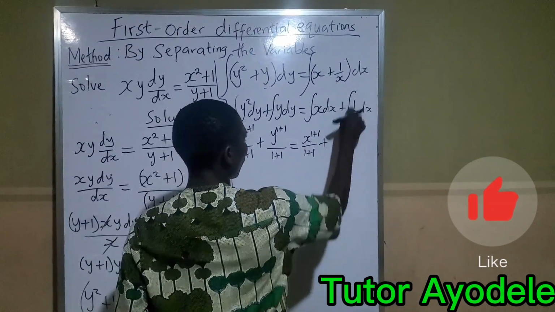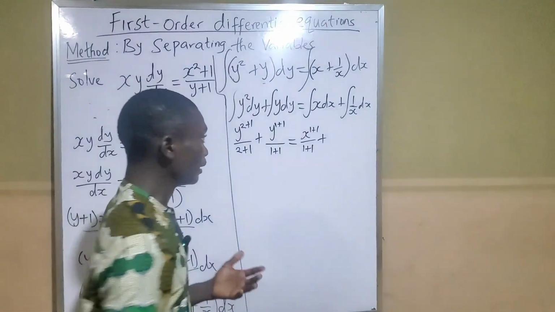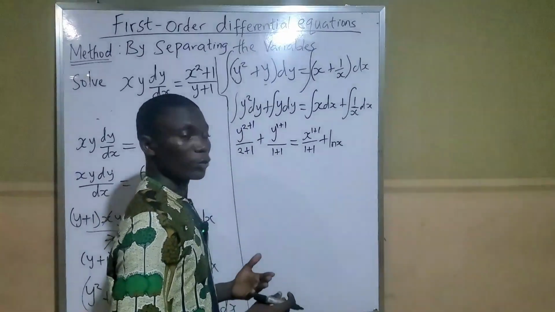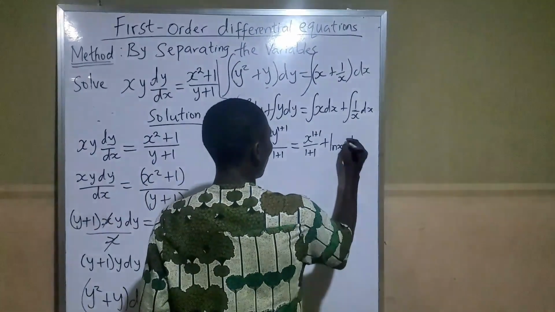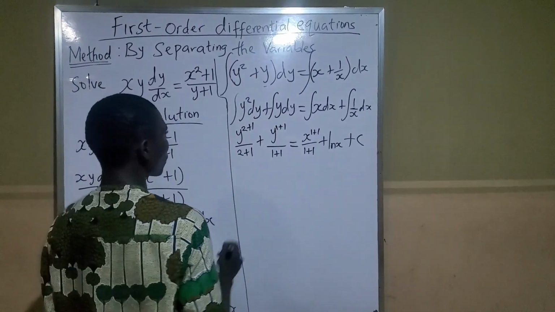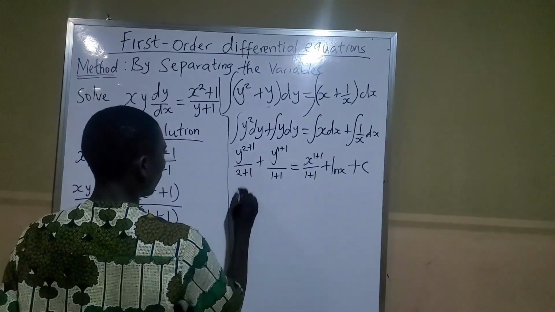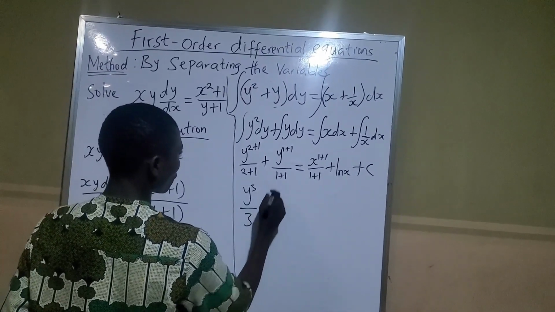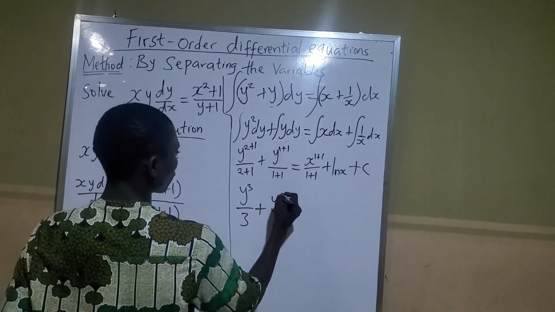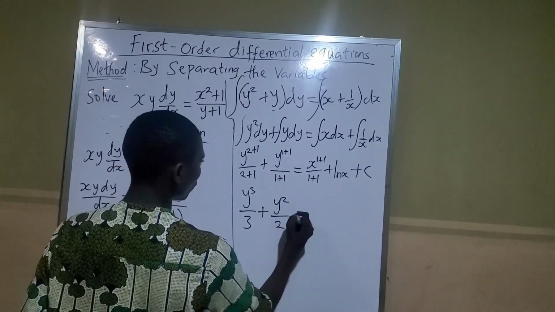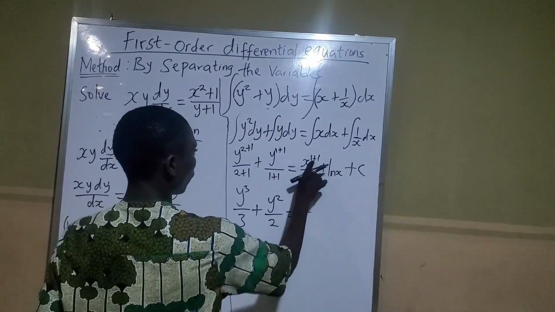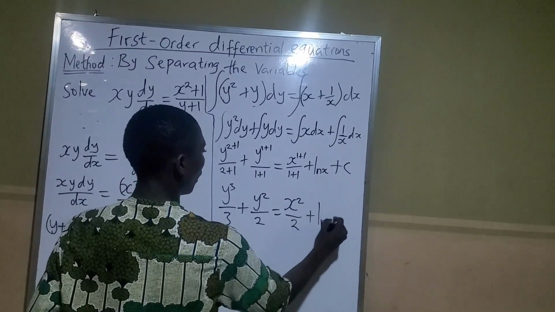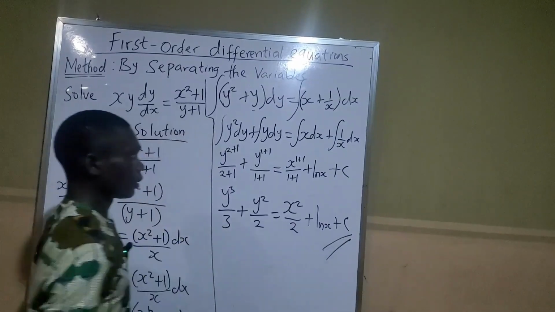Okay? Plus, whenever I integrate 1 over x, it will always give me ln x. So this will be ln x. And while integrating, please don't forget to put your constant. Let's represent our constant to be c. So here I have y to the power of 2 plus 1, that is y cubed over 3, plus y to the power of 1 plus 1, y squared over 2 equals to x raised to the power of 1 plus 1, x squared over 2, plus ln x plus c. So this is our final answer.